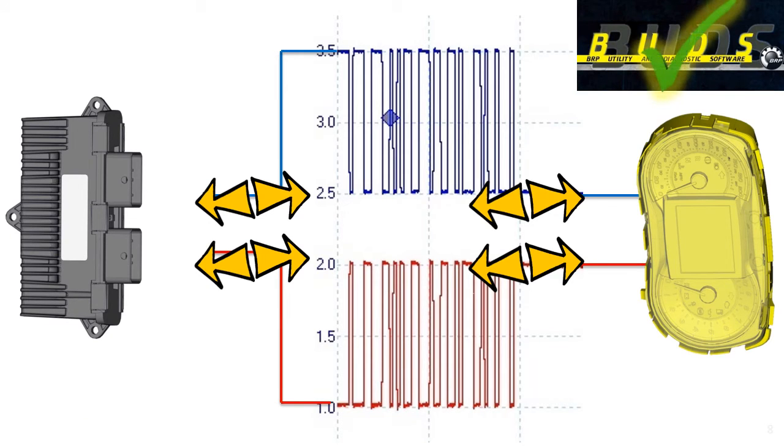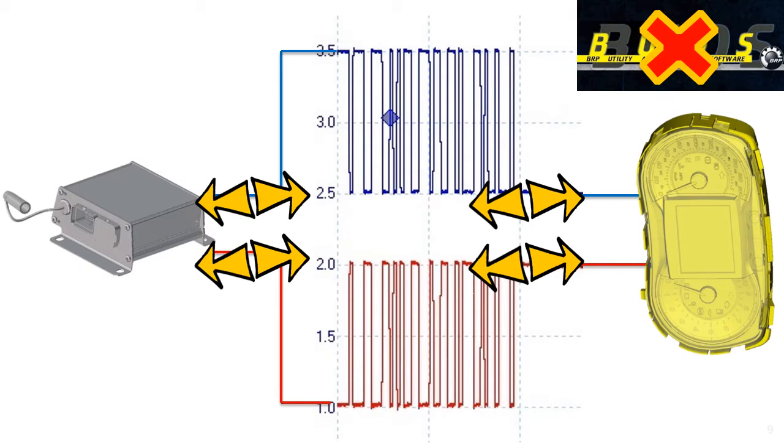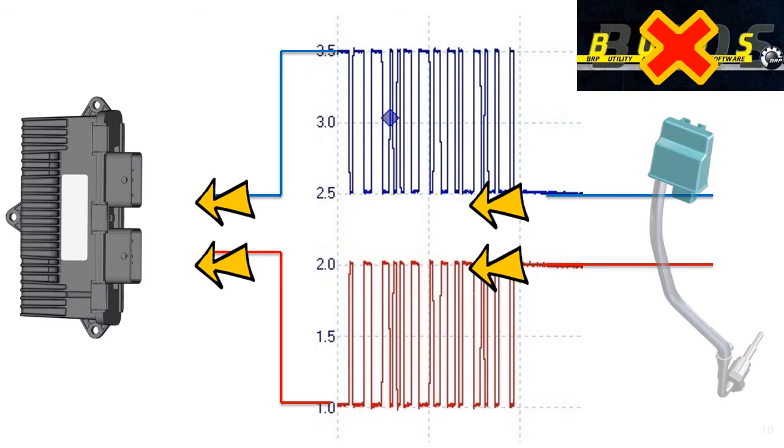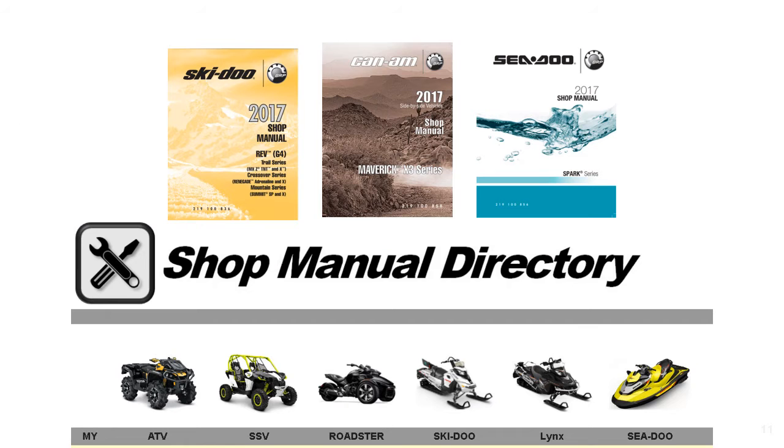Some modules, like the ECM and the gauge, send and receive messages. These modules also have a diagnostic function, which is why they are visible in BUDS. Some modules, like the radio on a Roadster, send and receive messages, but since the radio does not have a diagnostic function, it is not visible in BUDS. Other modules, like the yaw rate sensor on Roadsters or the thermocouple module on Ski-Doos, can only broadcast messages. The details for each vehicle are in the CAN subsection of the shop manual. The most up-to-date shop manual is in the shop manual directory on the Knowledge Center.